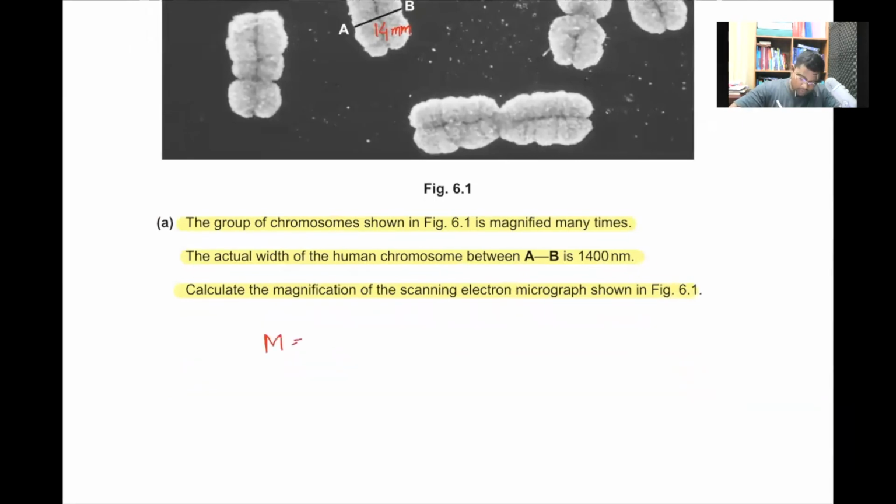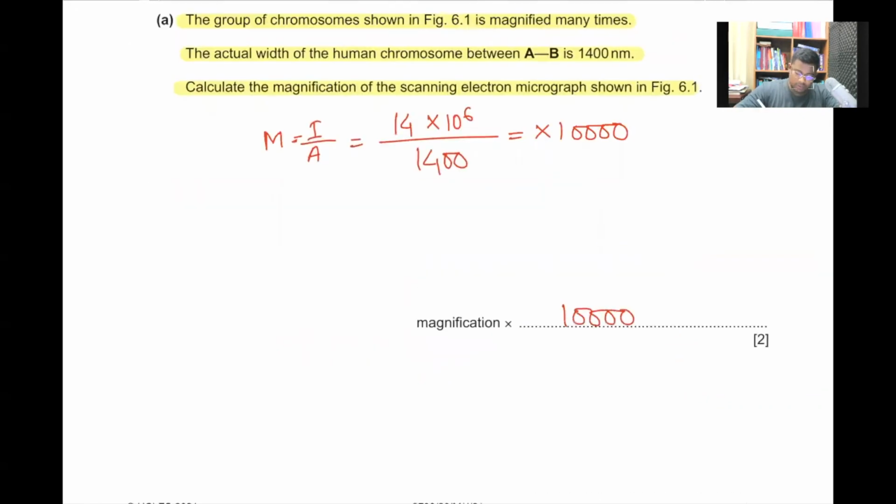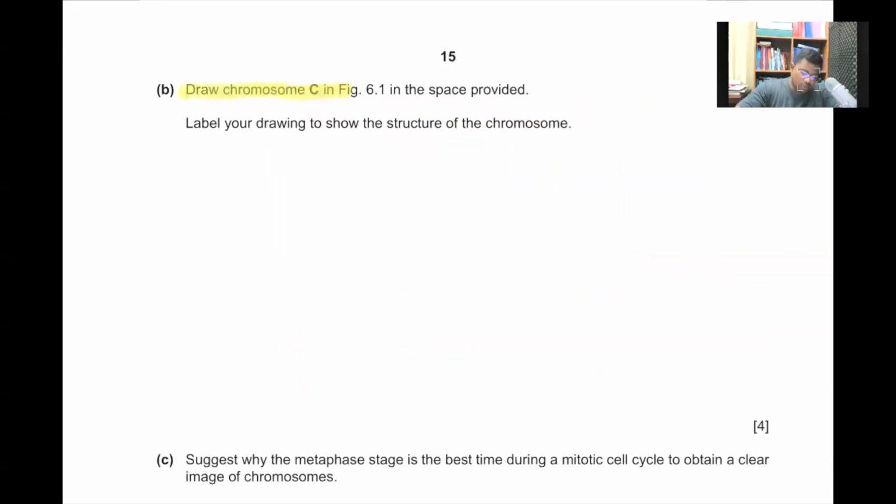So magnification is equal to image divided by actual. The image is 14 millimeters. That means we'll have to multiply it by a million in order to convert it into nanometers, and then divide by 1400 nanometers, which is the actual size. And thereby we can see that there is a total magnification of 10,000 times, 10,000x. Draw chromosome C in figure 6.1 in the space provided. Label your drawing to show the structure of the chromosome.